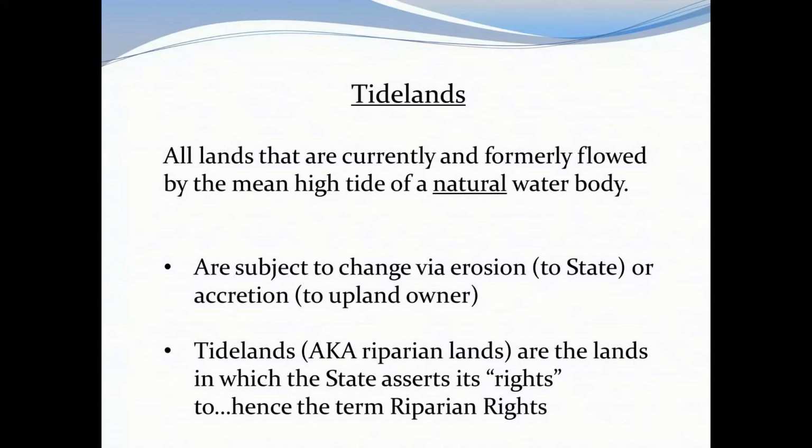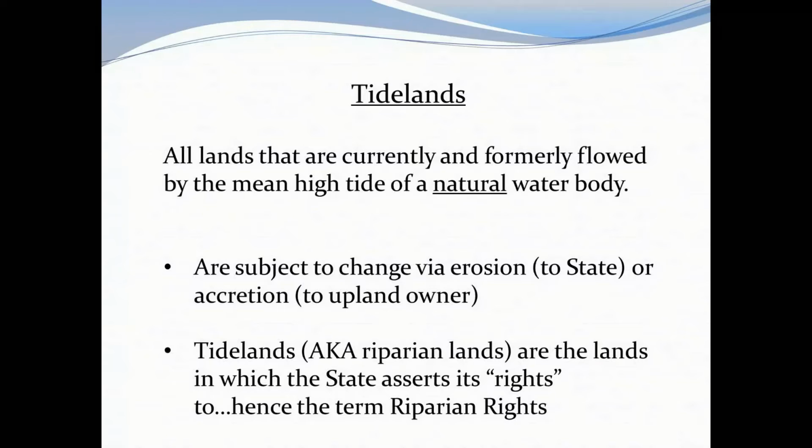Tidelands, contrary to popular belief, are subject to change via erosion or accretion. Erosion would actually go to the state. So if land erodes away, that land is now owned by the state regardless of what the claims line looks like. Accretion would go to the upland owner. So if any land accretes or gets placed in front of your lot, that land goes to you as the upland owner.